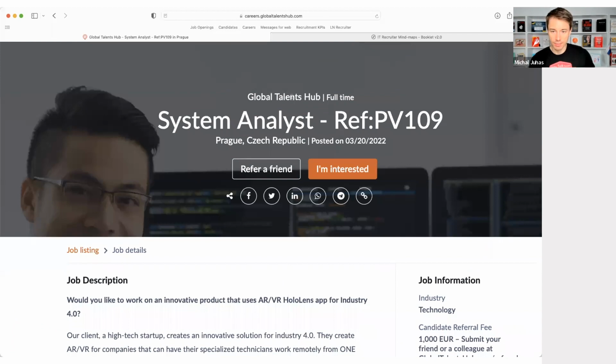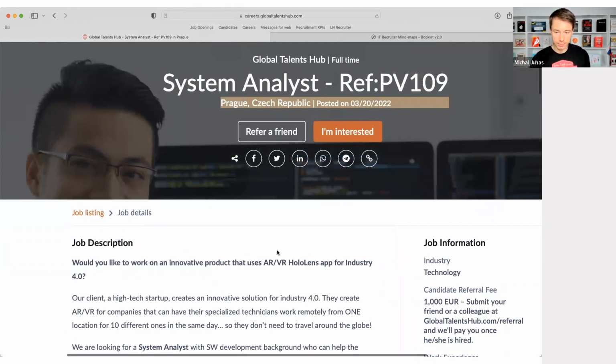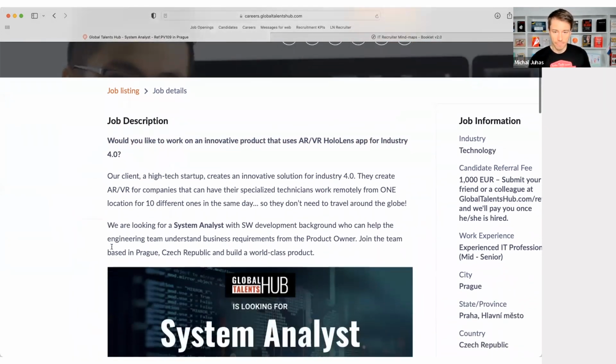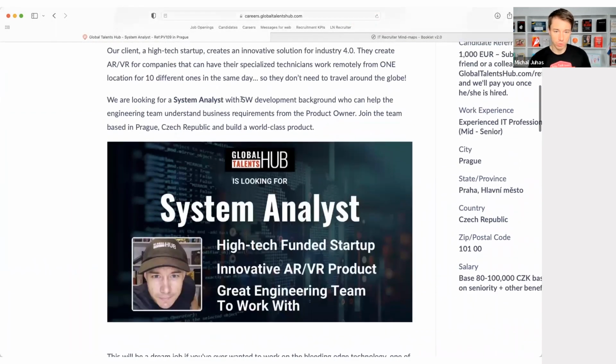System analyst, PV 109. This is in Prague, in the Czech Republic, on site. The hook is, would you like to work on an innovative product that uses AR, VR, HoloLens applications for Industry 4.0? So they're looking for a system analyst with a software development background who can help the engineering team understand business requirements from the product owner.